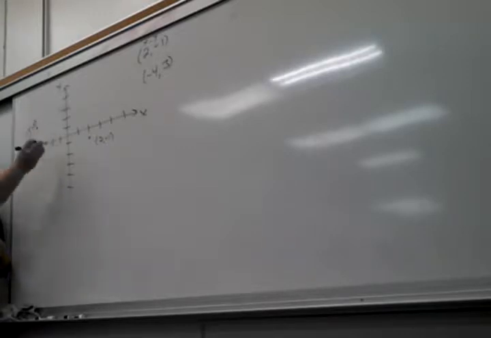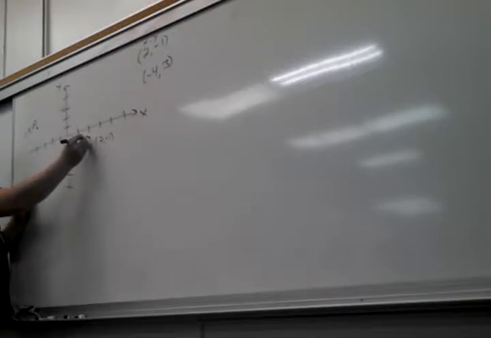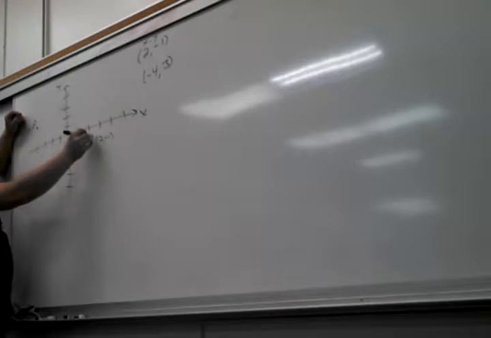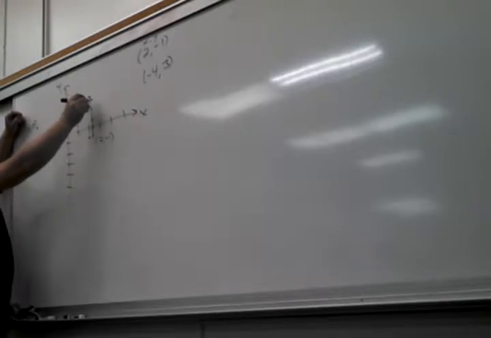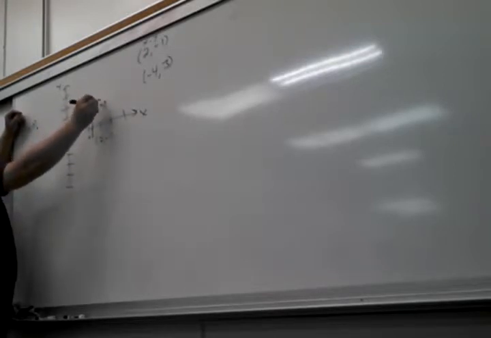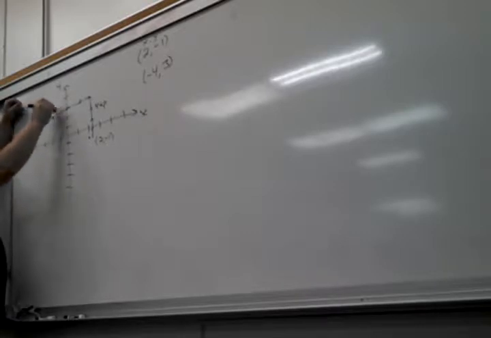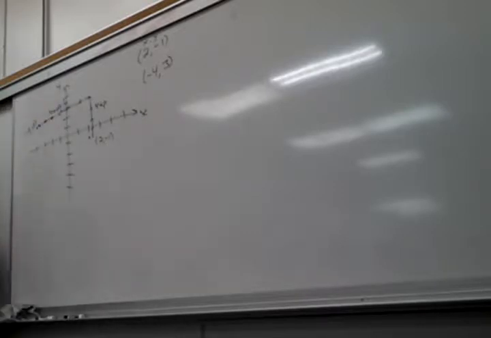So the rise here, if I start here, how much do I go up? 1, 2, 3, 4. So it's 4 up. And then back 1, 2, 3, 4, 5, 6. Right? You guys with me? Okay.